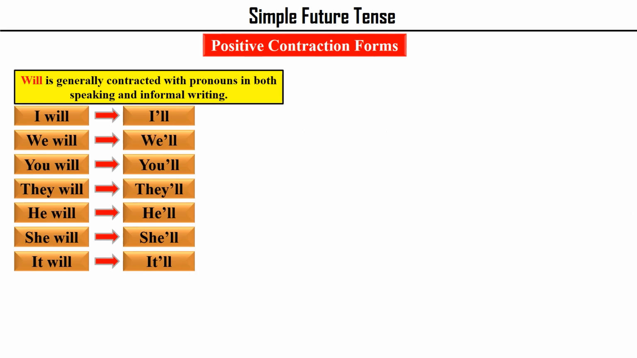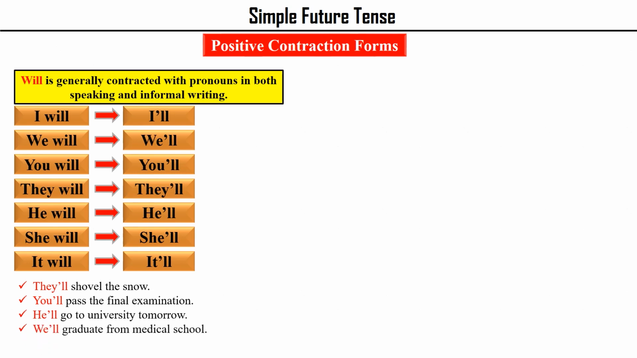Let's look at some examples. They'll shovel the snow. You'll pass the final examination. He'll go to university tomorrow. We'll graduate from medical school. And it'll rain tomorrow.